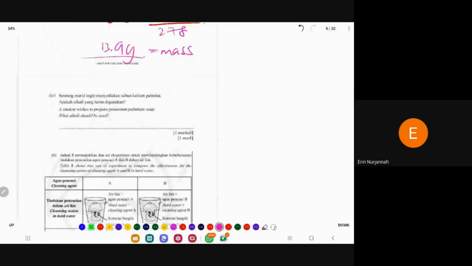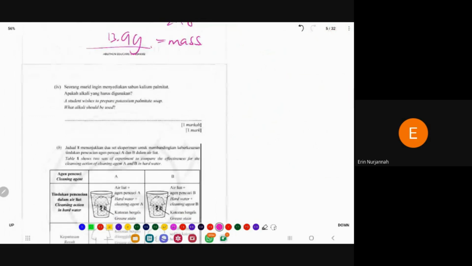A student wishes to prepare potassium palmitate soap. What alkali should be used? This one you don't know. Potassium hydroxide. Okay, now next one. What is the difference between potassium hydroxide and sodium hydroxide? I told you, one is softer.